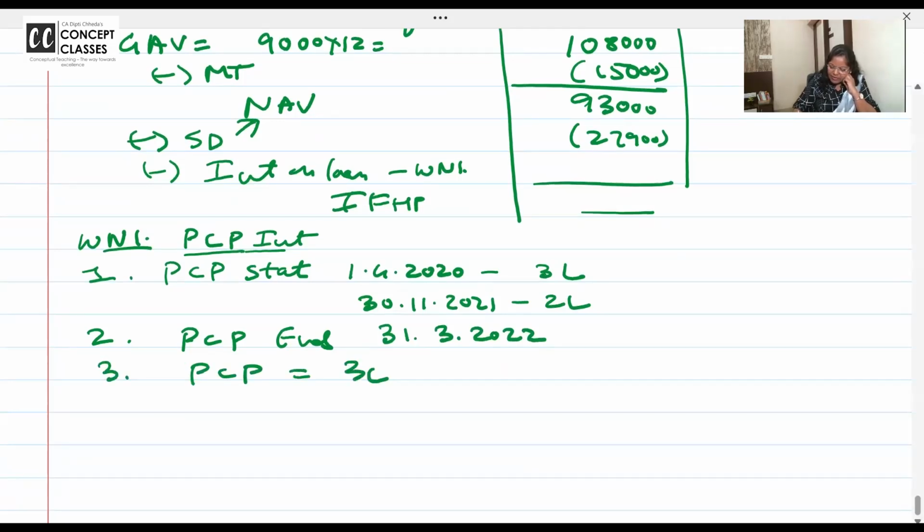Pre-construction period for 3 lakh. The 3 lakh you have repaid. She borrowed and utilized the amount and repaid the loan. So this 3 lakh you have repaid on 30/11/2021. I hope you are getting this.